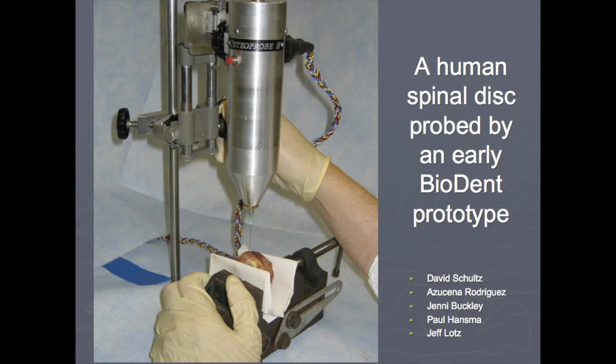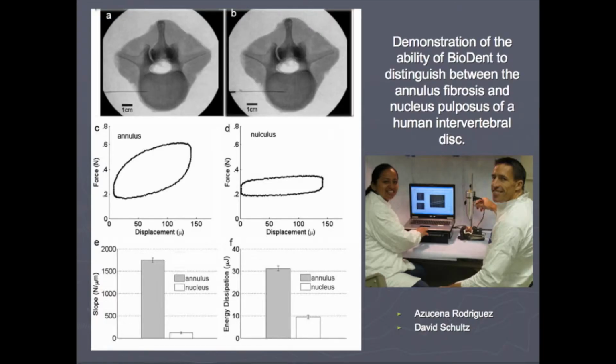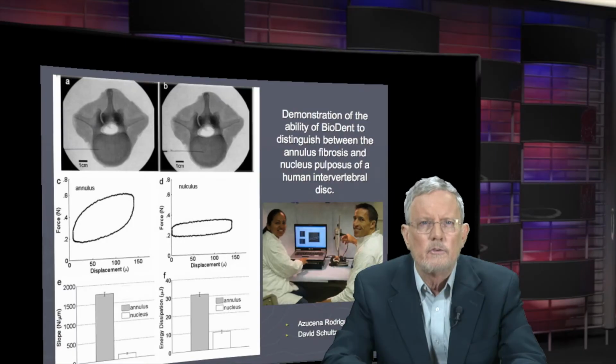A more serious example is shown in the next slide, where the instrument is used to probe a spinal disc. The results of tests like this give you measures of the stiffness and the energy dissipation of the two components inside the spinal disc, which are called the annulus on the outside and the nucleus in the middle. From measurements like this, the hope is to be able to distinguish pathologies of spinal discs before they present painful symptoms, and to understand better the process of disc degeneration.